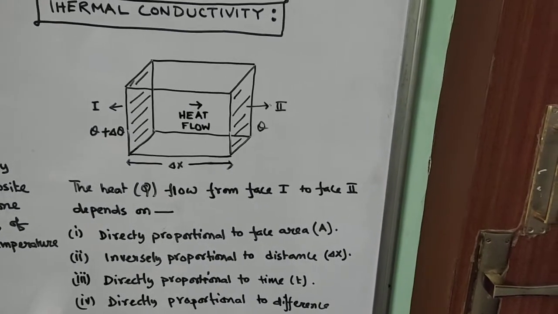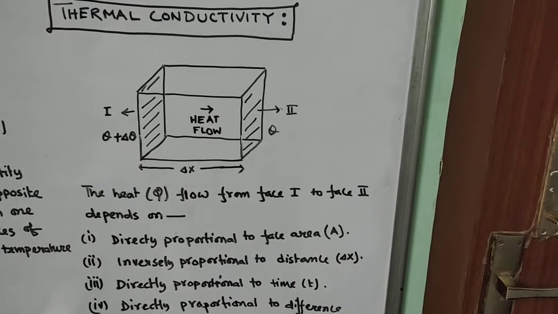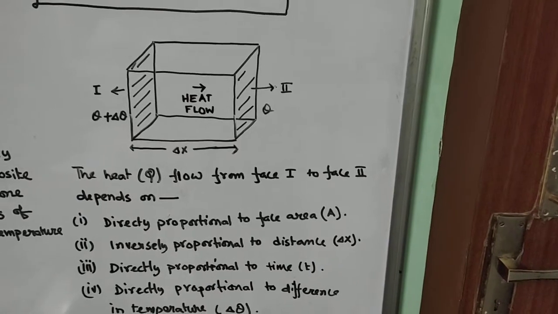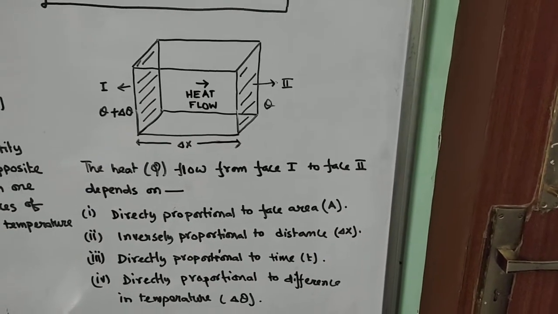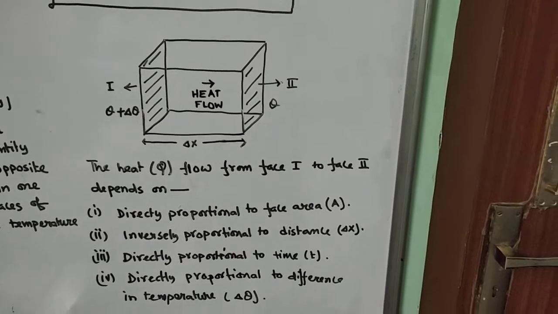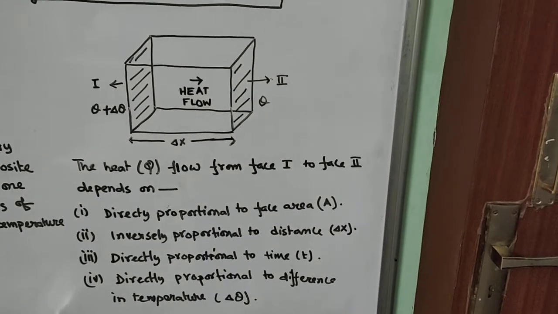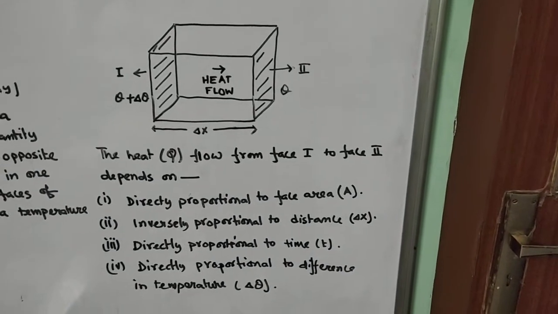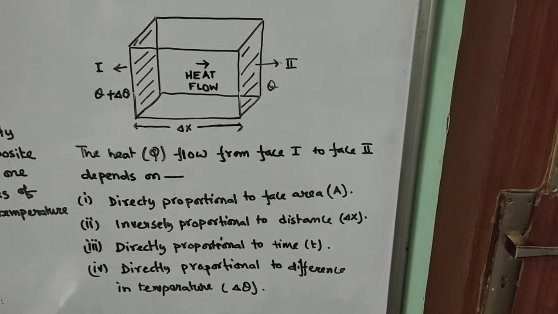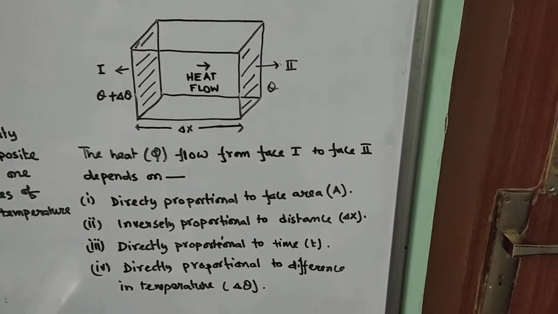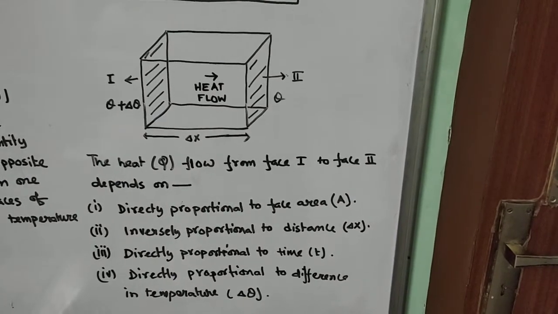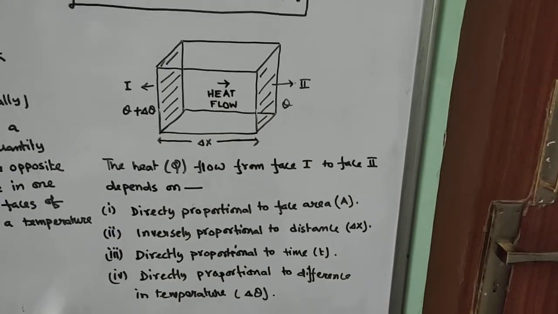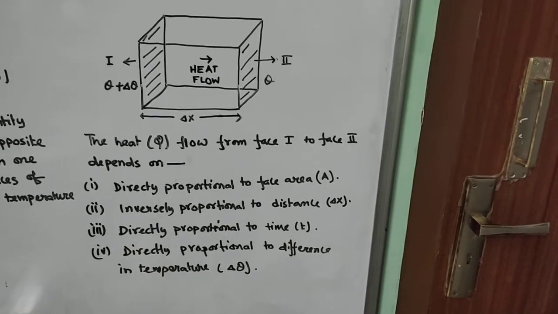Now it is inversely proportional to the distance delta x. Definitely, if the distance is high, less heat will move from one face to another face. That's why it is inversely proportional. And it is directly proportional to time. If you perform your experiment for a longer time, then definitely more heat will flow, and the flow will continue till equilibrium is reached. Once equilibrium is reached, no flow of heat will occur. And lastly, it is directly proportional to the difference in temperature. If the difference in temperature is high, more heat will flow from face 1 to face 2. So these are the parameters on which the amount of heat flow depends.